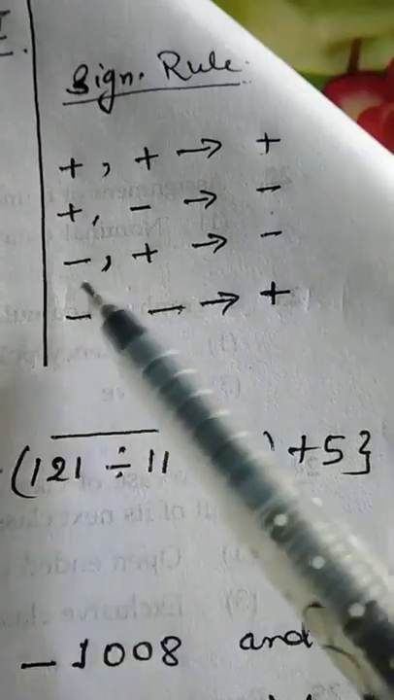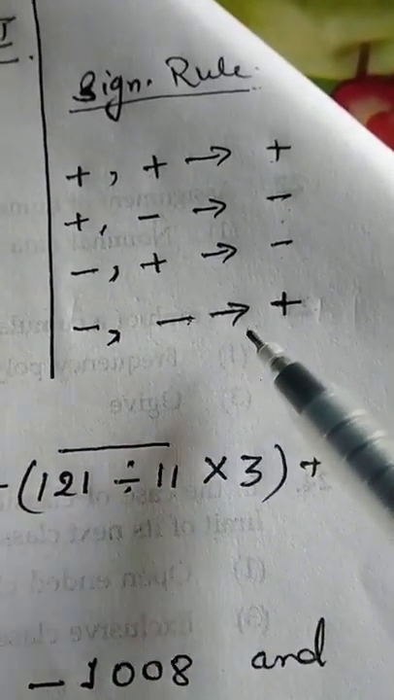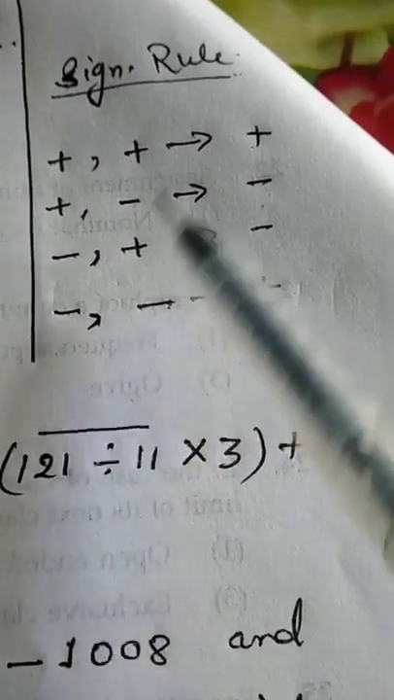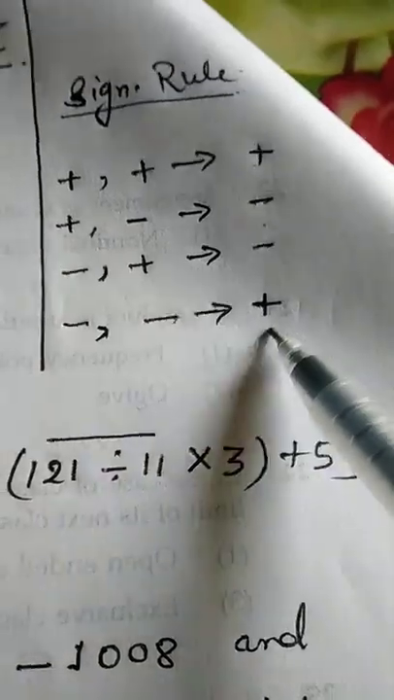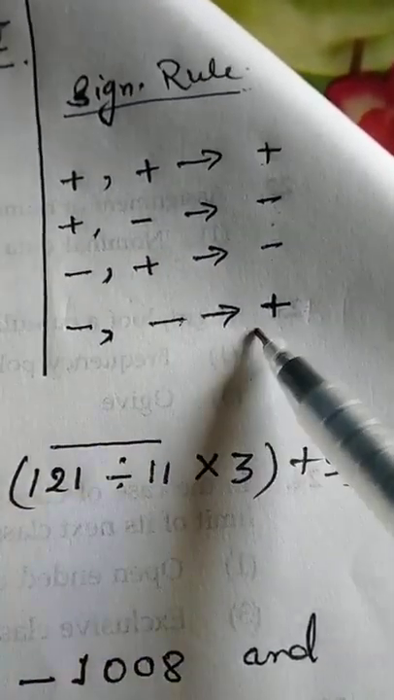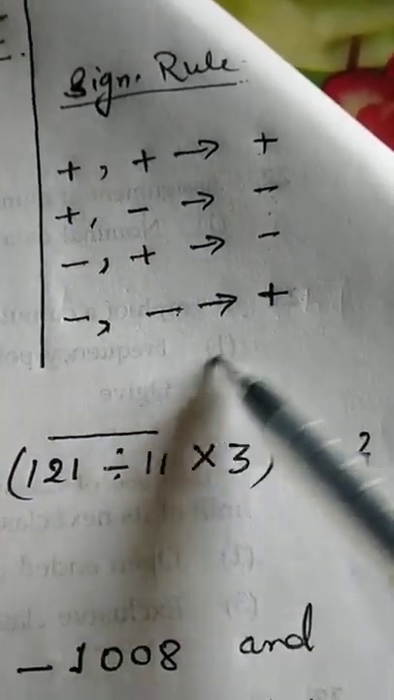Simply plus plus we will give the sign of plus. Plus minus minus, minus plus minus, and minus minus plus. Here in multiplication and division we need not see the bigger number's sign. It is simply minus minus, we always give the sign of plus. These sign rules are already given in your book. You can revise from your book once again. Okay? And you already know the BODMAS rule.